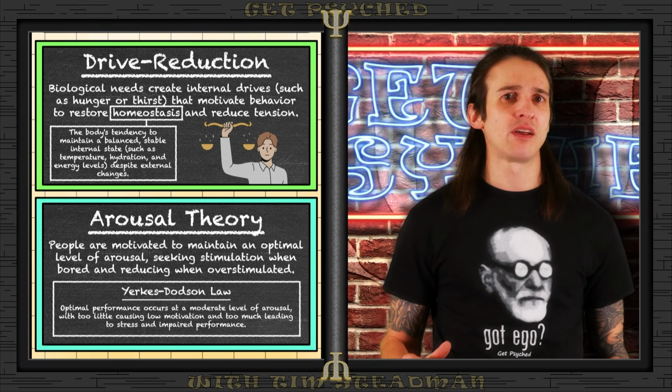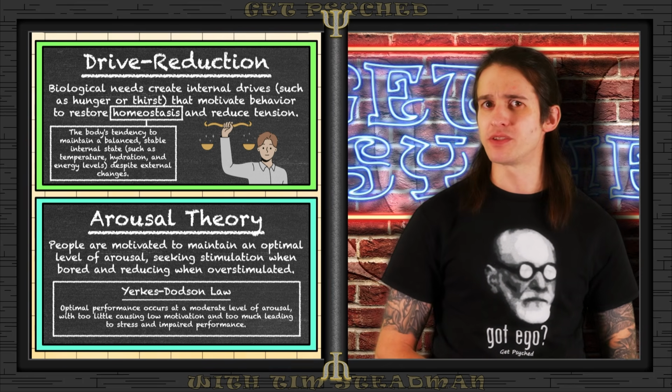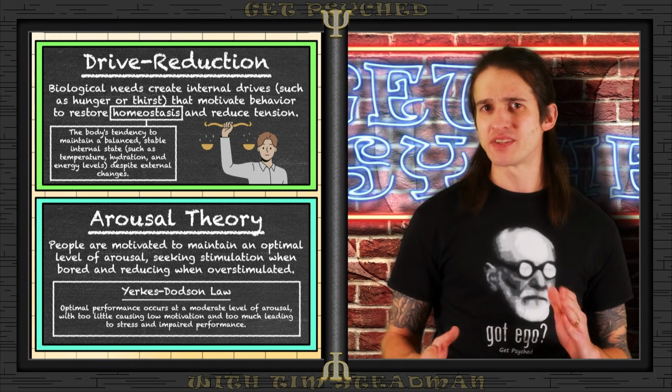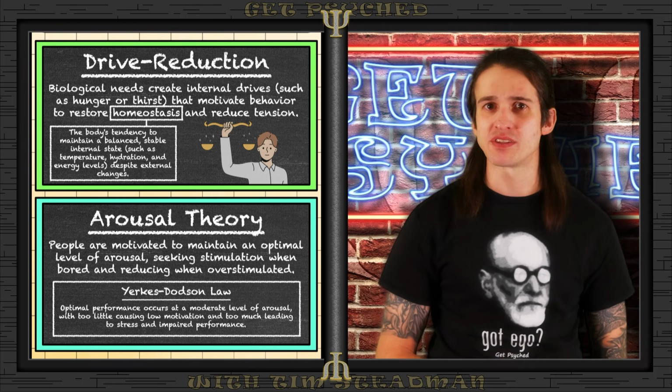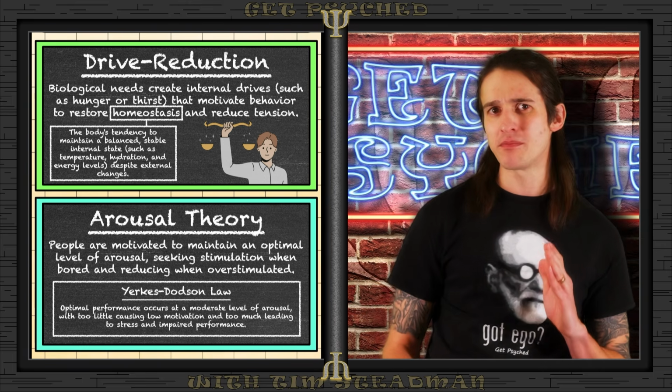Now, the Yerkes-Dodson law is going to explain this perfectly. Moderate arousal leads to the best performance, not too much, not too little. For example, if you're about to take a big test, a little bit of anxiety can sharpen your focus, but too much might make you freeze up.